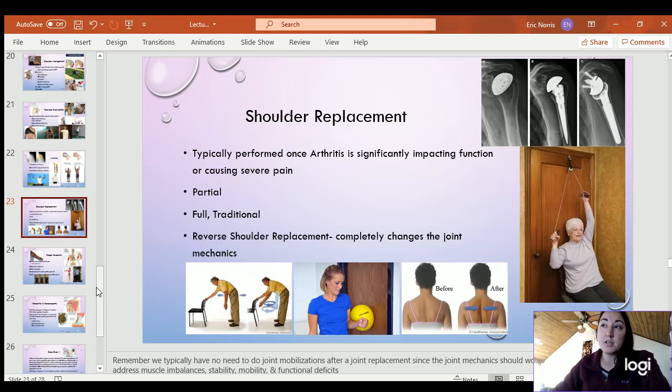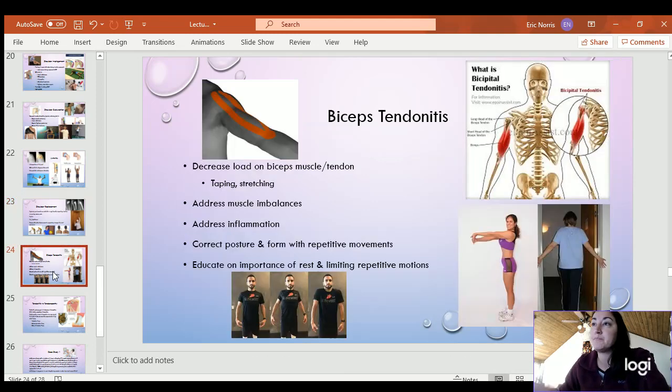So the main focus is getting everything moving and full movement, because really with the shoulder replacement it should be pretty stable, but you can still do some rotator cuff and scapular strengthening.